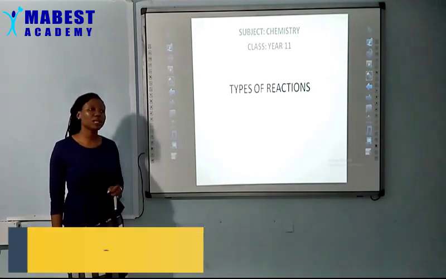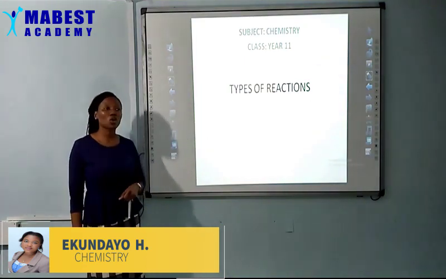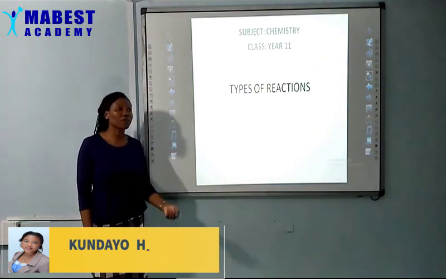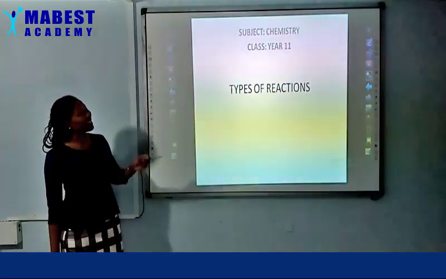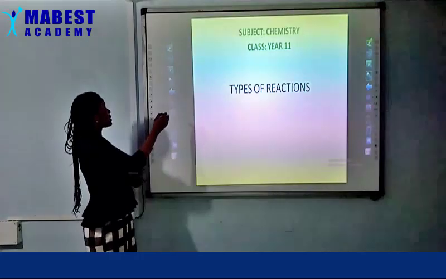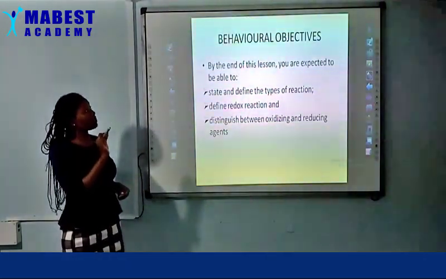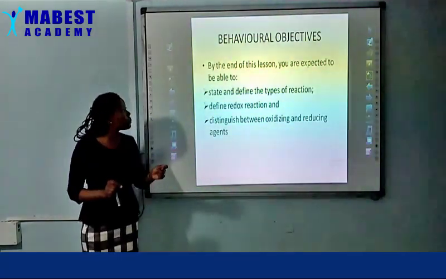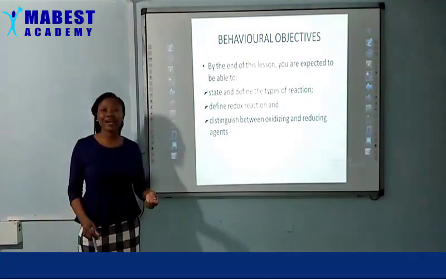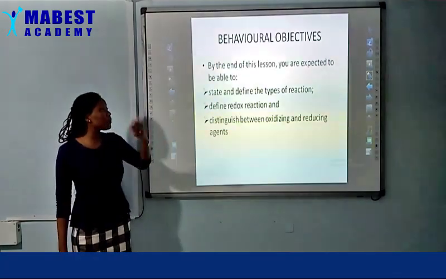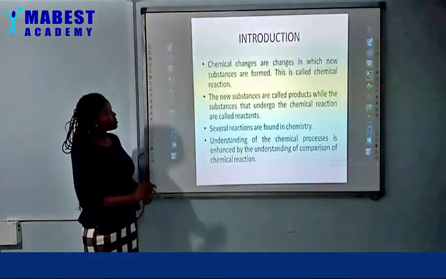Before we went on break, we were on sulfur and its compounds, and we talked a lot about hydrogen sulfide, sulfuric acid, and several other compounds of sulfur. We'll be looking at types of chemical reactions. By the end of this lesson, you are expected to be able to state and define the types of reaction. You should be able to define redox reaction, and you should be able to distinguish between oxidizing and reducing agents.